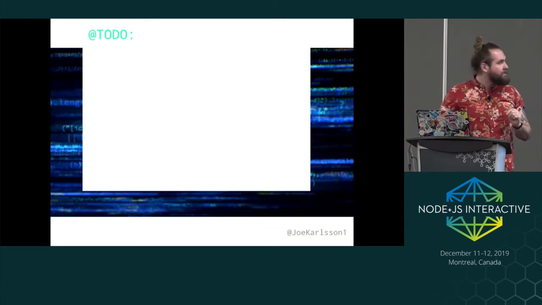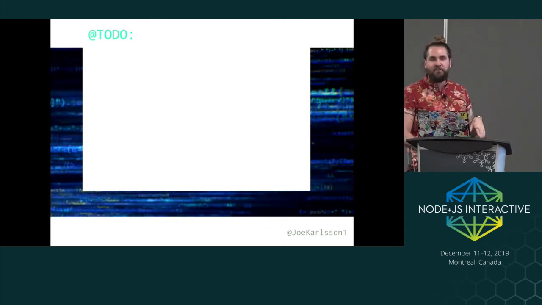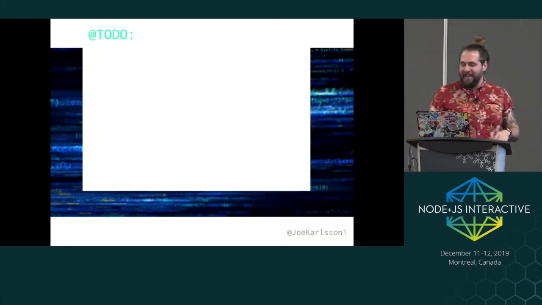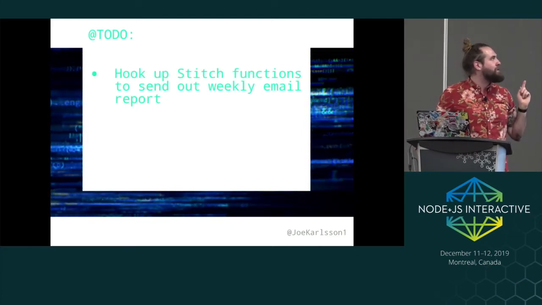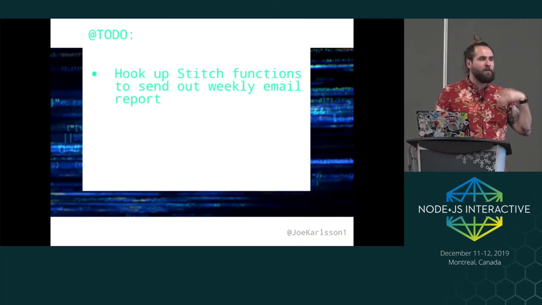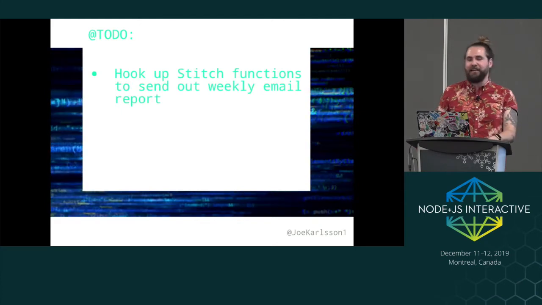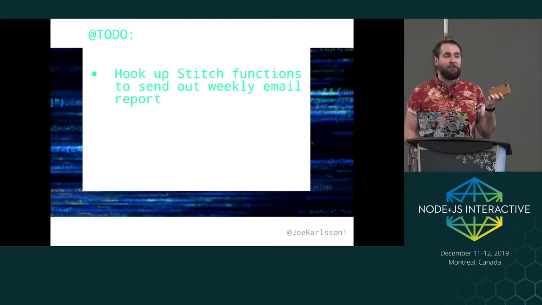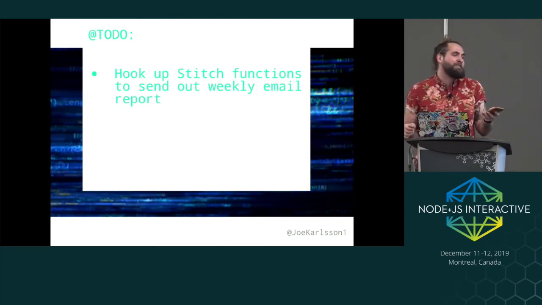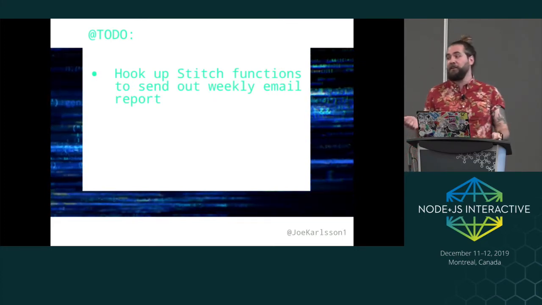So, great. I do have a couple more to-do items. I mentioned this as a work in progress, but something I want to do is hook up stitch functions to do weekly email reports. Because I don't want to get a text message or email every time a cat goes to the bathroom. I frankly don't care that much. But it'd be nice to get some weekly data or some aggregate data or run some additional analytics on it.